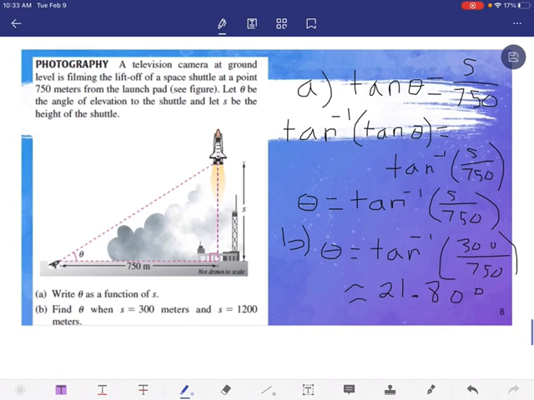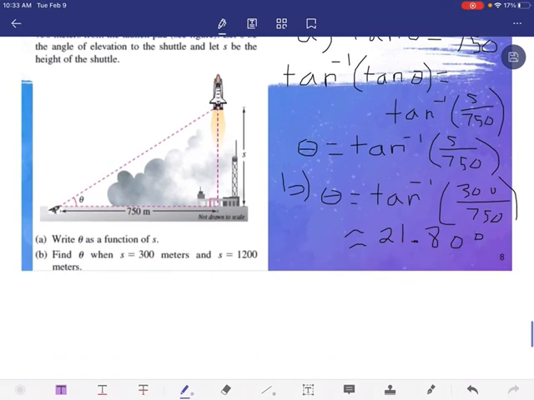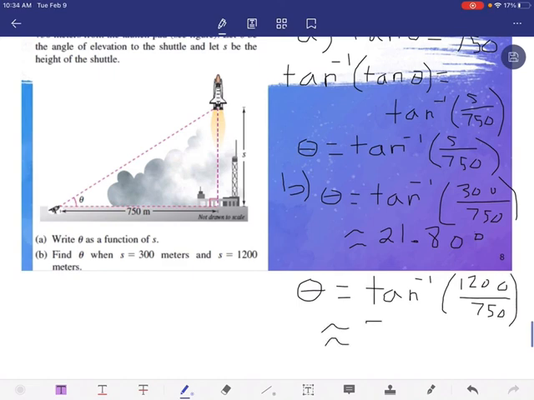If you got a funky answer or a different answer than mine, I would first check your mode, make sure that you're in degree mode. Then it also gives me a second one, so I have tangent inverse of 1,200 this time, divided by 750. Again, this is not going to be on our unit circle, so I'm going to use my calculator, and I should get 57.99 degrees.